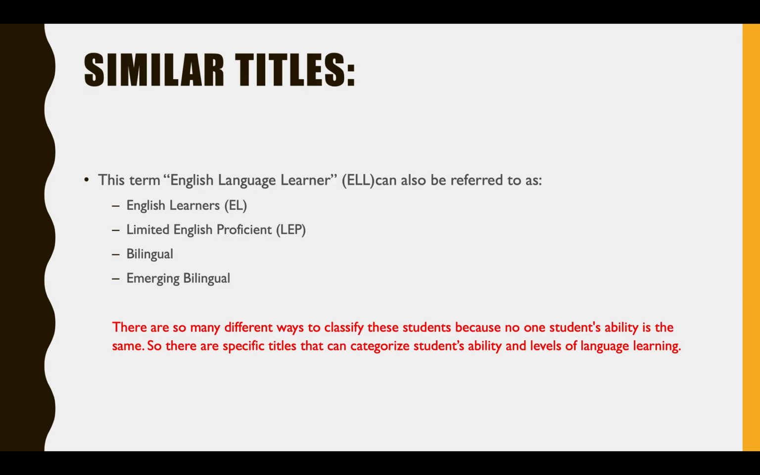Similar titles to English language learners are English learners, limited English proficiency, bilingual, or emerging bilingual. There are many different ways to classify these students because no one student's ability is the same, so there are specific titles that can categorize students' ability and levels of language learning.